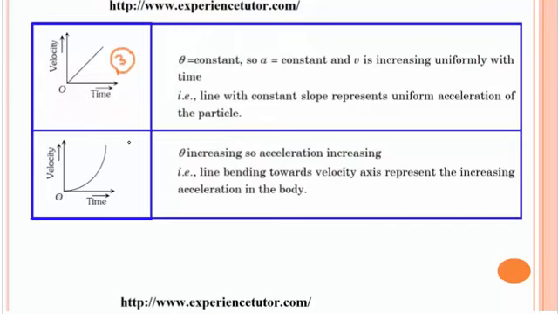In the next graph, we can see theta increasing, so acceleration is increasing. That is, a line bending towards the velocity axis represents an increase in acceleration.